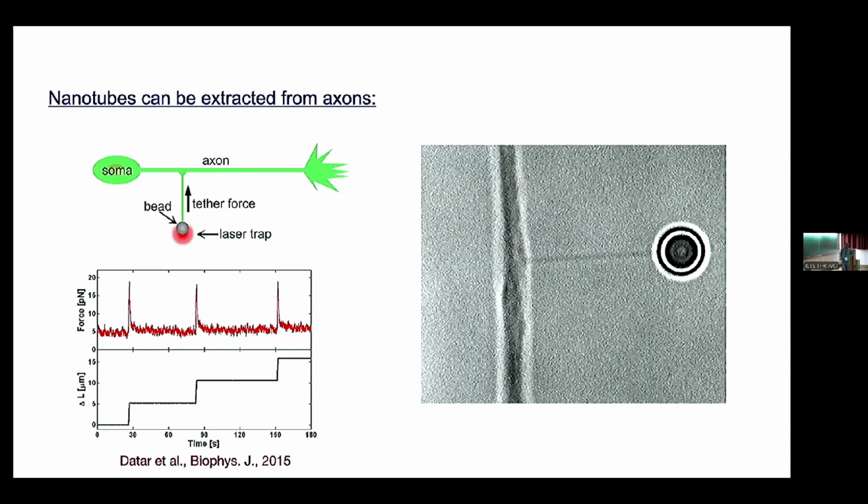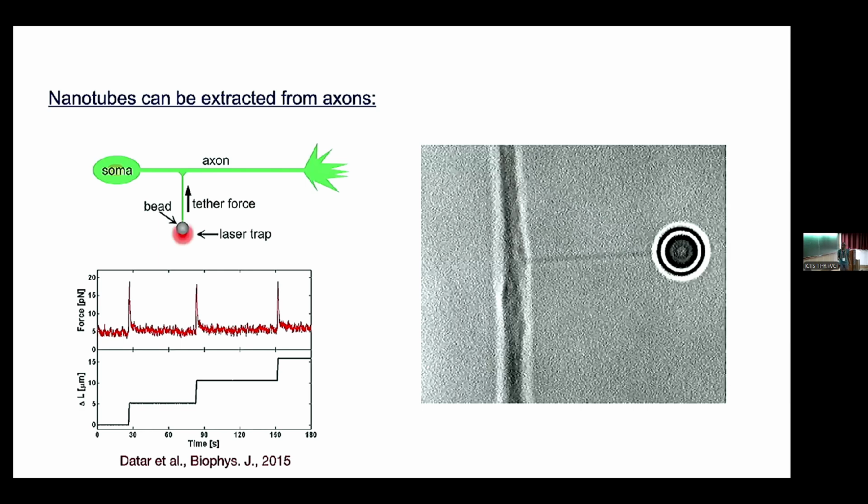In the experiments which I'm going to describe, we pull the tube like this, and we keep the distance between the axon and the trap constant. So you extract a tether and you don't do anything more. You just wait and keep measuring force.